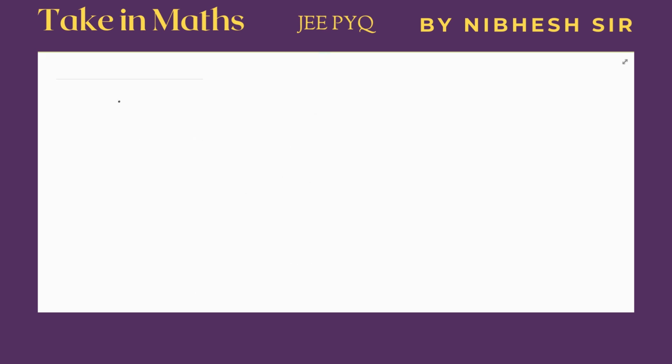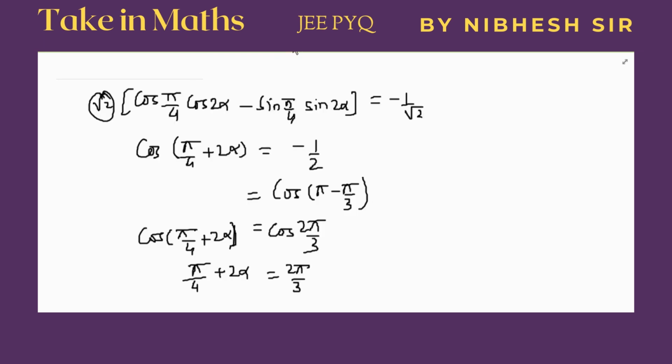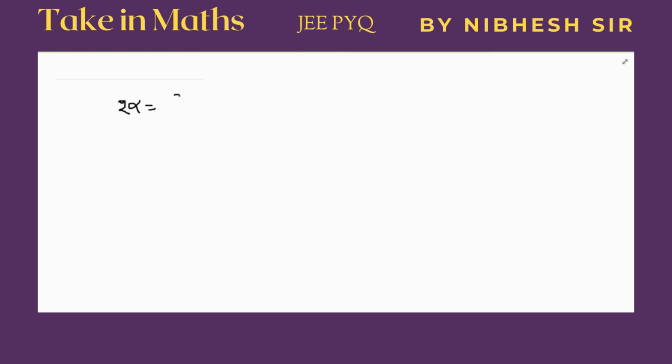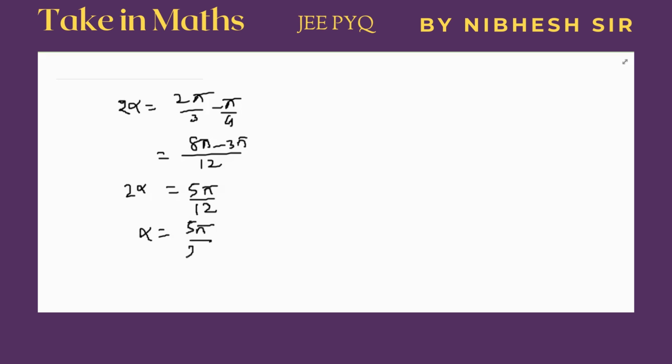So now here, see, the 2 alpha is 2 pi by 3 minus pi by 4. Take the LCM. So LCM is 12. So this is 8 pi minus 3 pi. So 8 pi minus 3 pi is 5 pi by 12. This is 2 alpha. So alpha is 5 pi by 24, right? So this value is basically between 0 and pi by 2, right? 5 pi by 12. So alpha value is 5 pi by 24, right?